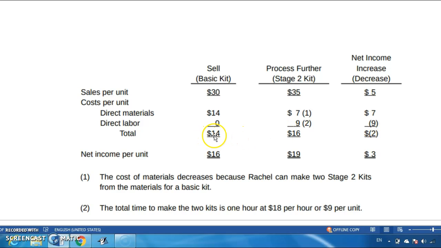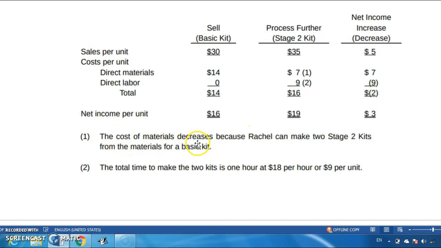The total cost for the basic kit is $14, and for processing further it is $16. The incremental cost here is $2, shown in brackets because it's a cost. Then net income per unit for the basic kit is $16, and for processing further it is $19. The net income increase is $3, which is good. Here the cost of material decreases because Rachel can make 2 stage 2 kits from the material for the basic kit. And another thing is the total time to make the kit is 1 hour at $18 per hour, or $9 per unit. Thank you.